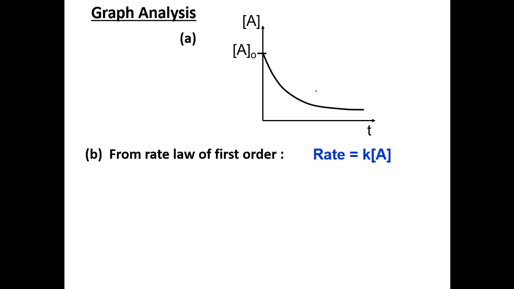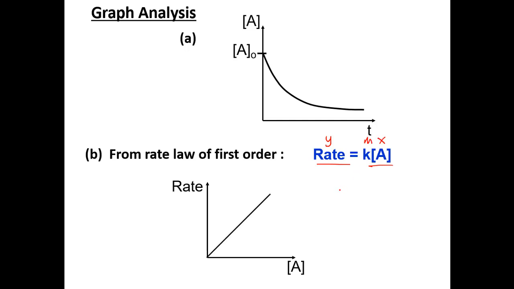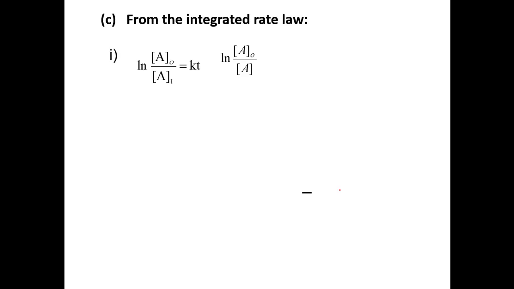Ini adalah untuk concentration against time. Okay, kalau rate against concentration dia directly proportional. Rate against concentration dia directly proportional. Sama je, Y sama dengan mx. So you akan dapat straight line passing through the origin. Okay, alright. And then graph lain yang you boleh dapat, for example, kalau you plot ln A0 over A lah, concentration against T, Y equals to mx.